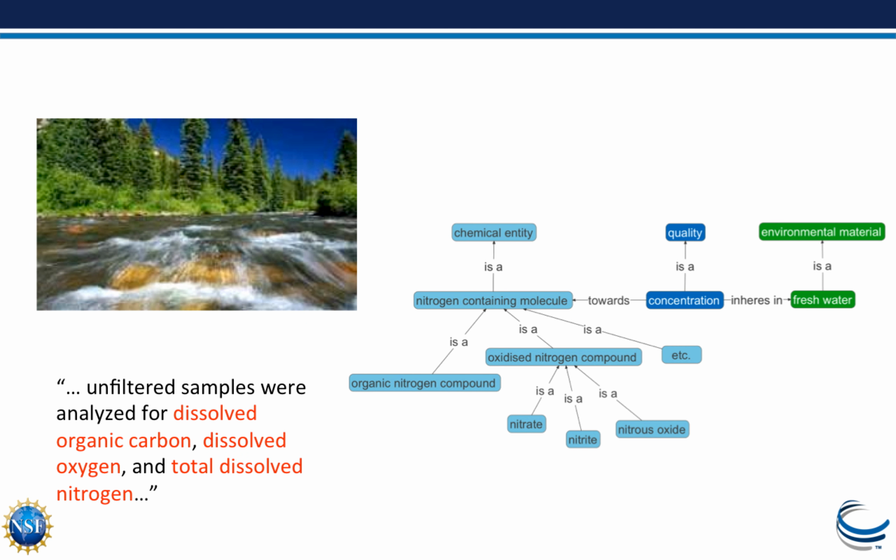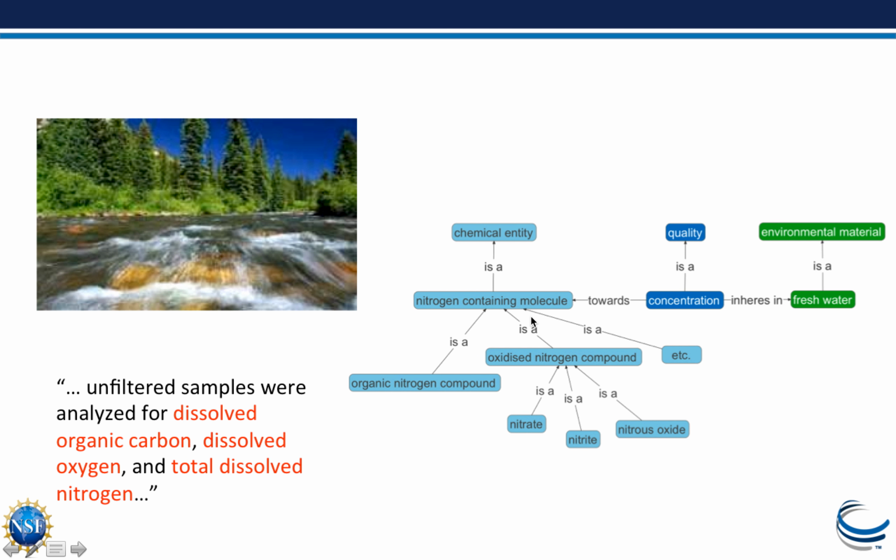MEOW was defining what we call environmental parameters, and here's just an example of one, which is the total dissolved nitrogen concentration. It's a concentration, which is a quality that inheres in some fresh water, and it's towards some nitrogen-containing molecule. It's a bit of a strange construction for someone who doesn't work with ontologies, but it does actually get the query results that one needs when one is working with the ontologies.